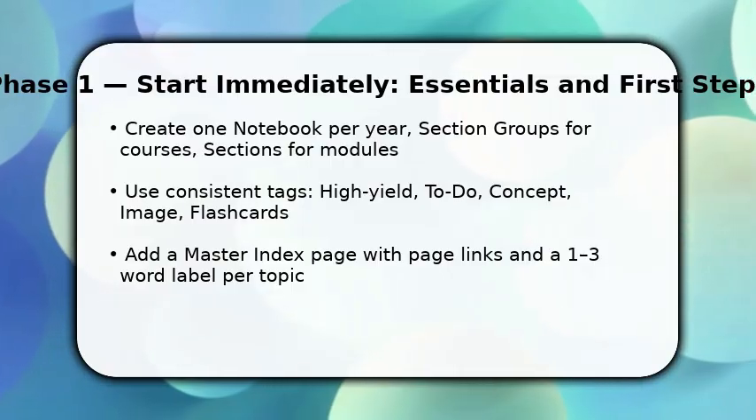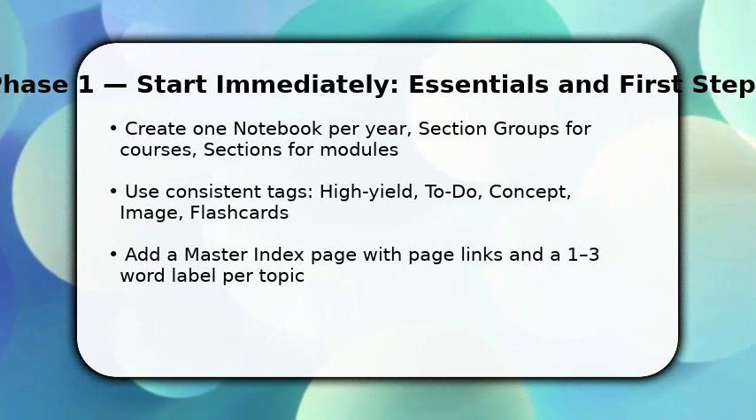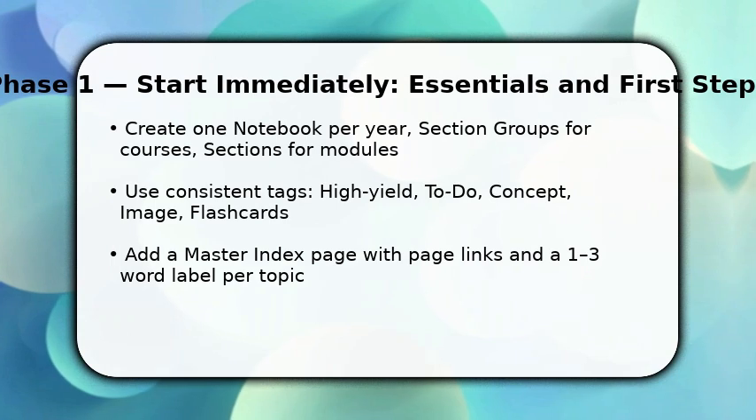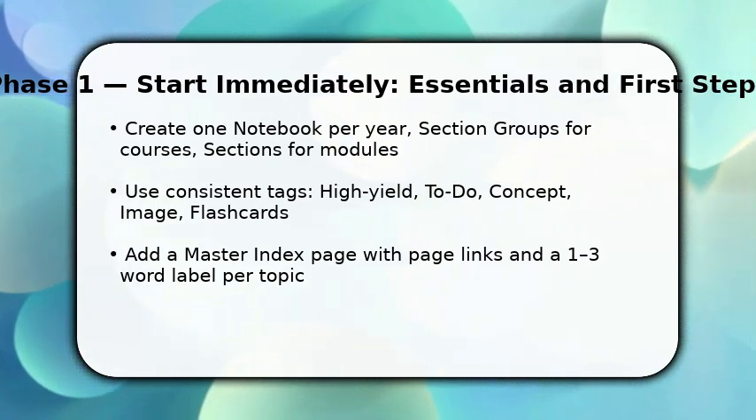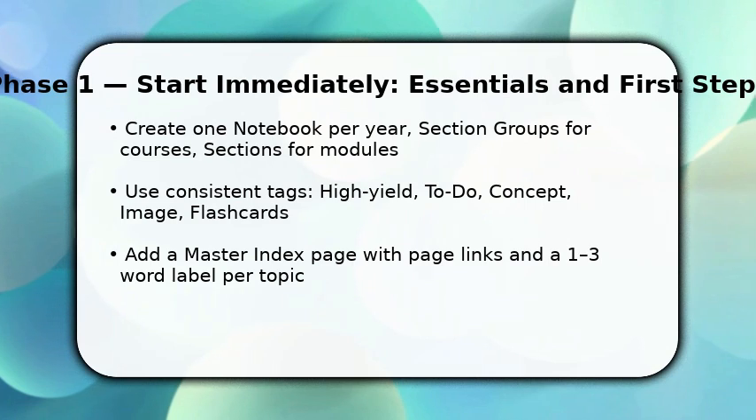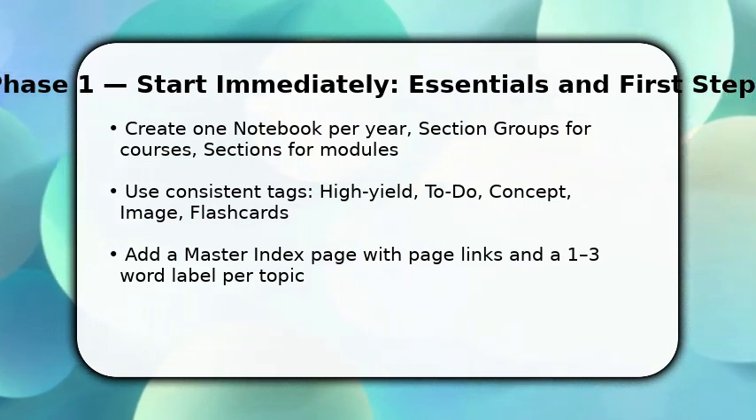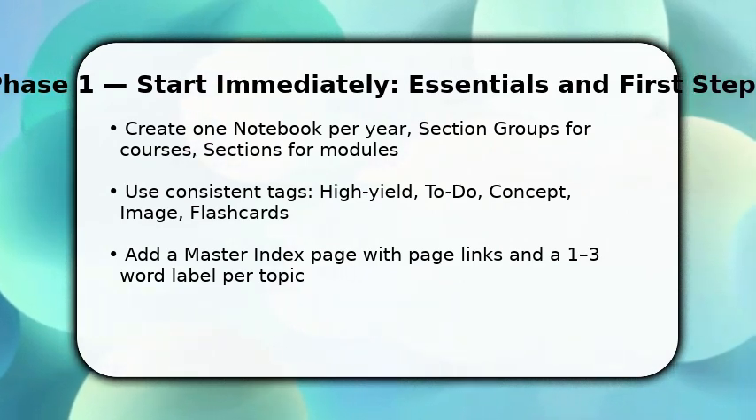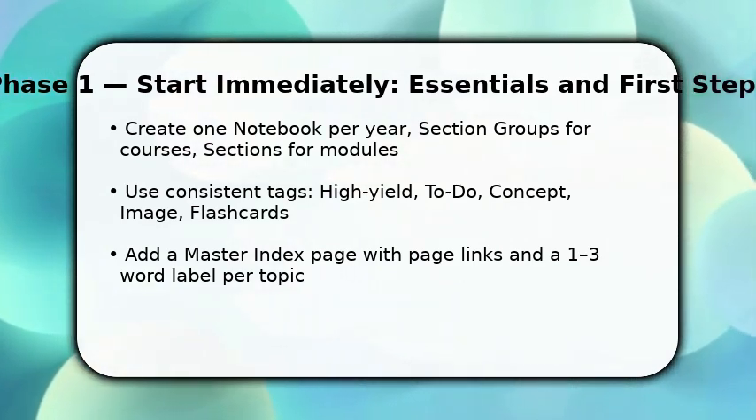You start by laying the foundation. Create one notebook per year and section groups for each course so notes don't scatter. Once created, make sections for modules and a master index page linking pages. This speeds retrieval. Apply a small, consistent tag set immediately: high yield, to-do, concept, image, flashcards.